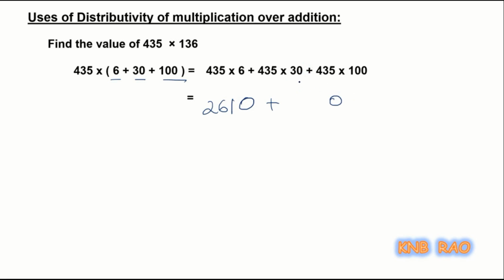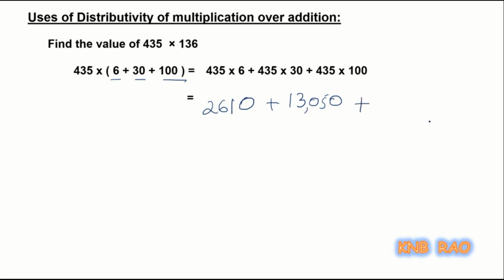That 30 will give 10 in the product at the end. So 435: 3 5s are 15, 1 carry; 3 3s are 9, and 1 plus 9 is 10, 0 kept here, 1 carry; 3 4s are 12, 12 plus that 1 carried will give you 13. So it gives 13,050.